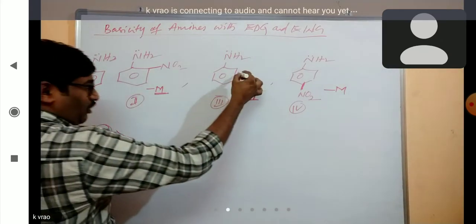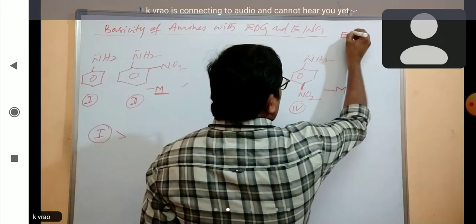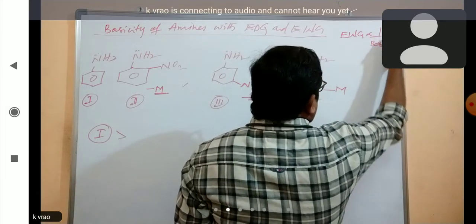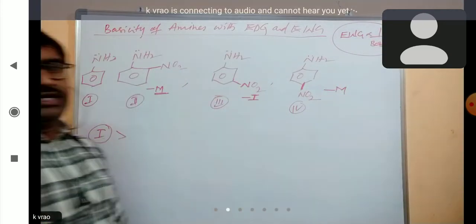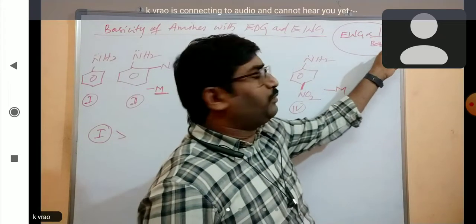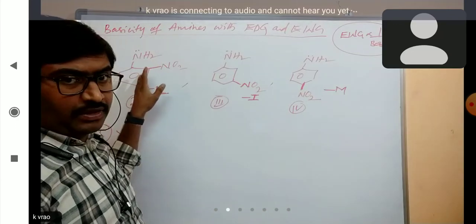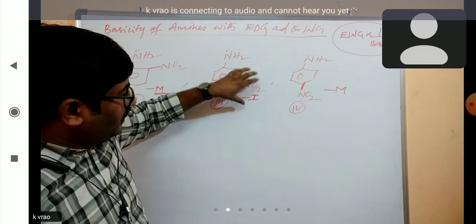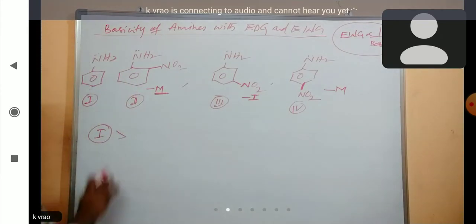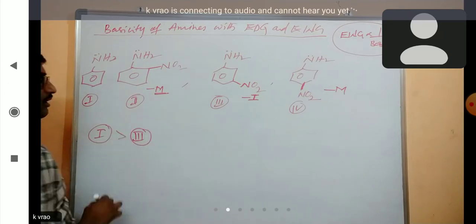Here the group is an electron withdrawing group. Electron withdrawing group is inversely proportional to basicity because it decreases the electron density on the benzene nucleus. So there is an electron withdrawing group in this one and this one, but here NO2 acts as an I group, and in these two cases NO2 acts as an M group. So 1 is greater than 3.